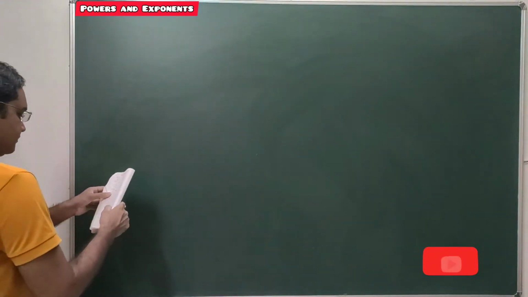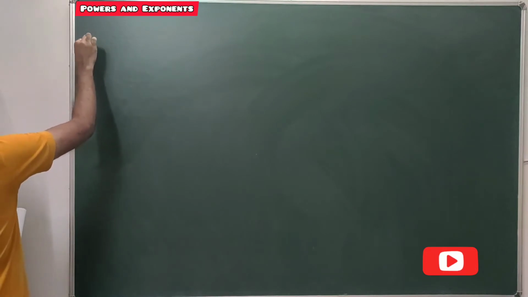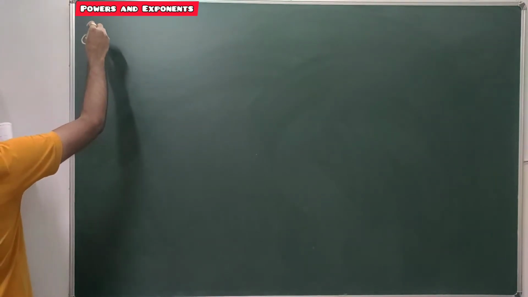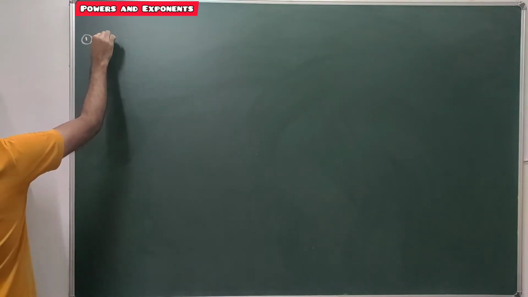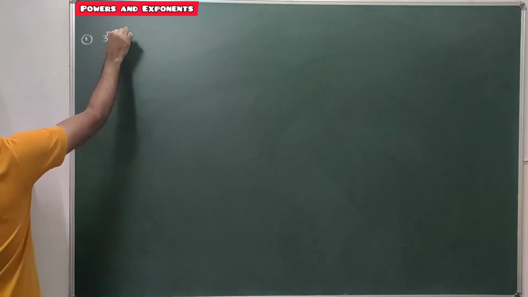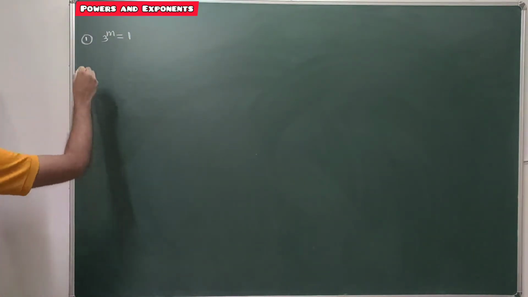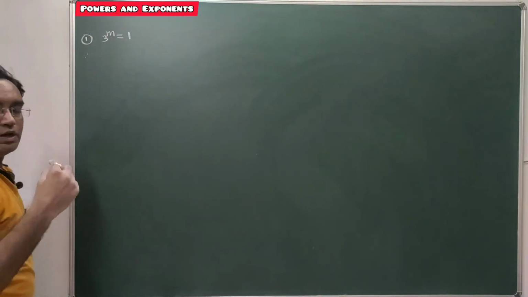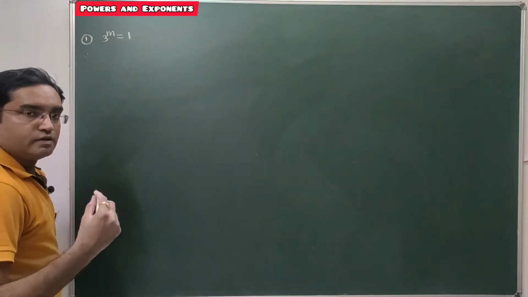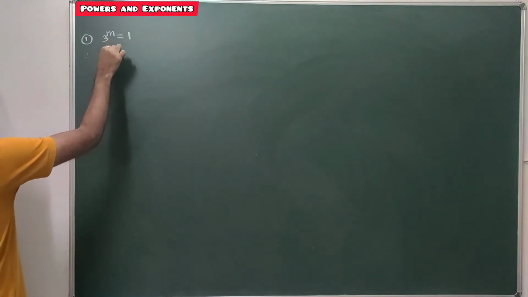Now here we will do some practice sums based on power and exponent to find the value of m. Question is, find the value of m if 3 raised to m is equal to 1. So how can we find the value of this m when the value of m, which is unknown, is in the exponent? So this can be solved like this.